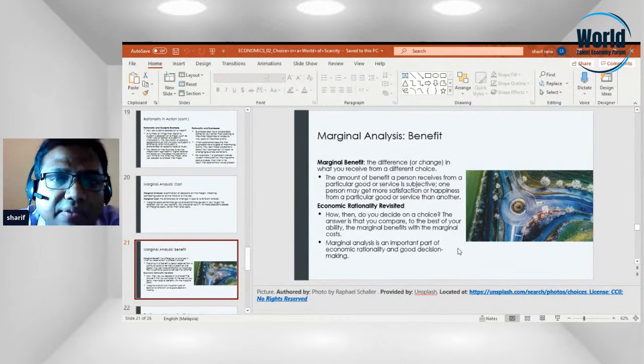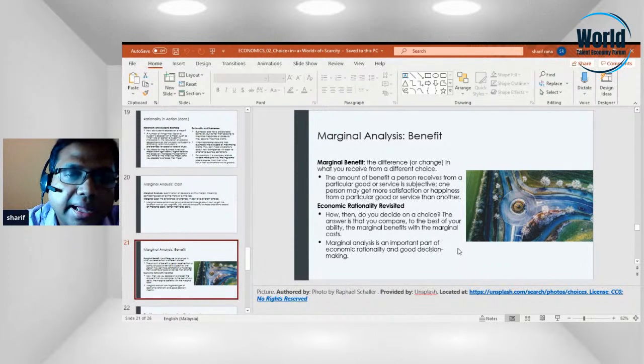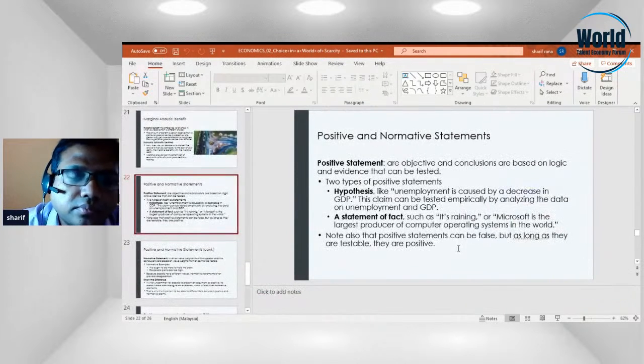Marginal benefit is the difference in what you receive from a different choice. The amount of benefit a person receives from a particular good or service is subjective. One person may get more satisfaction or happiness from a particular good or service than another. Economic rationality revisited. How then do you decide on a choice? The answer is that you compare, to the best of your ability, the marginal benefit with the marginal cost. Marginal analysis is an important part of economic rationality and good decision making.